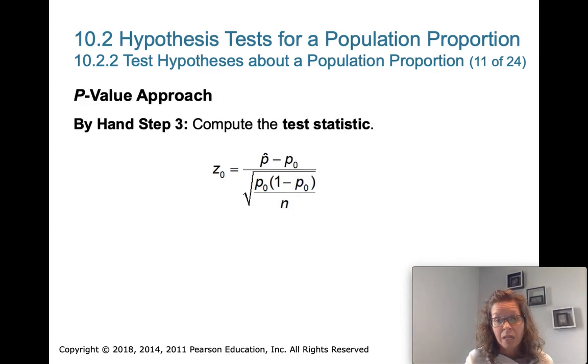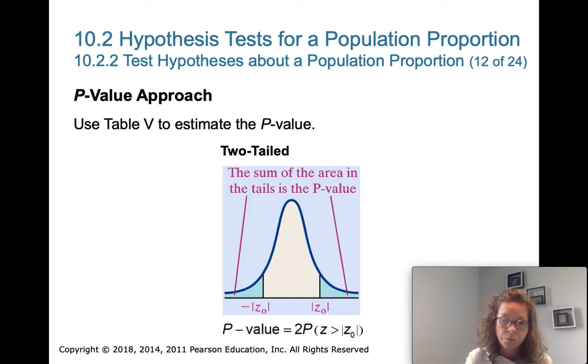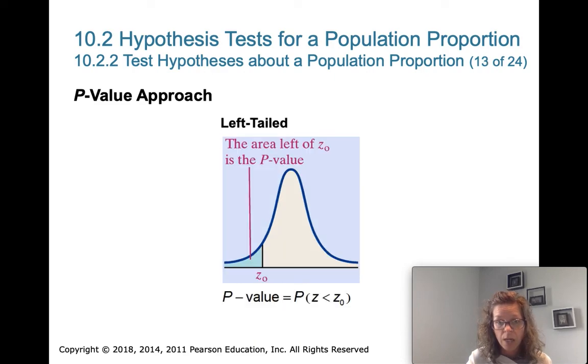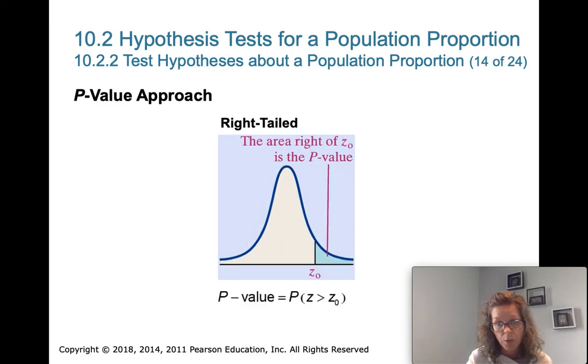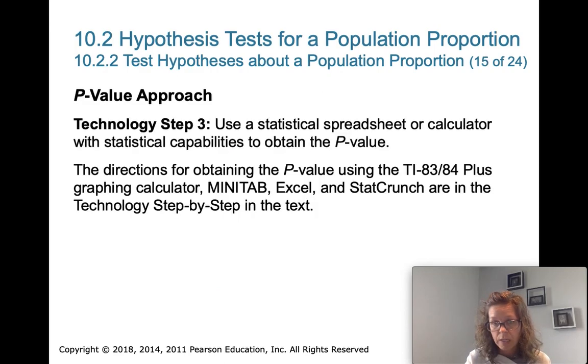Now this says by hand, step 3. We're not going to do it by hand, but that is what we would do. And we're going to use the p-value approach. So what we want to find is the probability out in both tails if we're doing a two-sided test, or one tail or the other if we're doing a one-sided test. And StatCrunch will give us that probability.